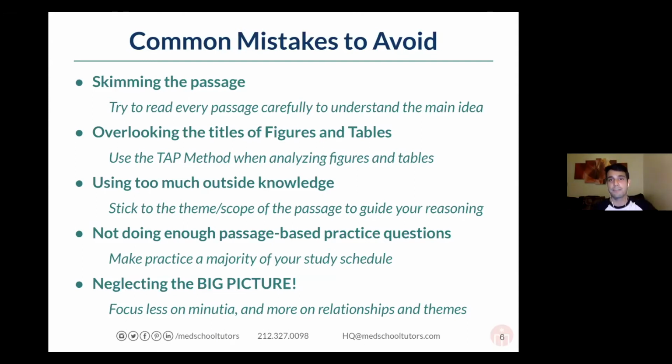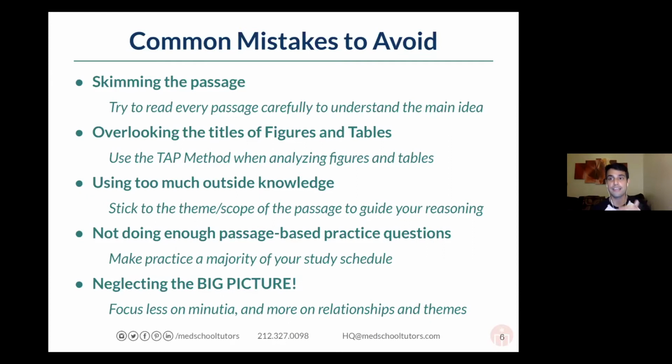The next common mistake to avoid is overlooking the titles of figures and tables. And that might be a visual thing, right? You see a big fancy graph and a lot of you are probably STEM people, so your eyes go to that. And you don't think the title is that important, but titles give away the main idea of any figure and table.